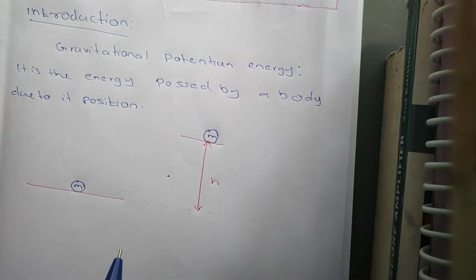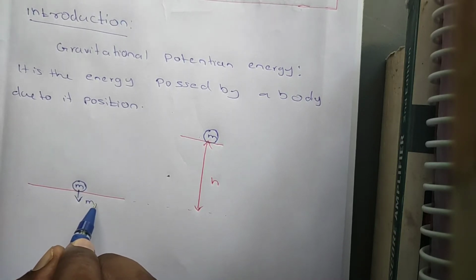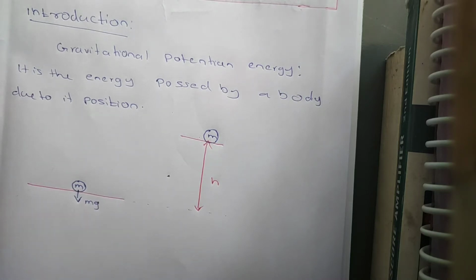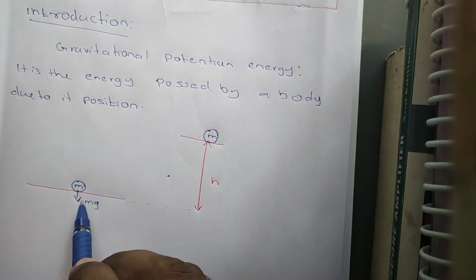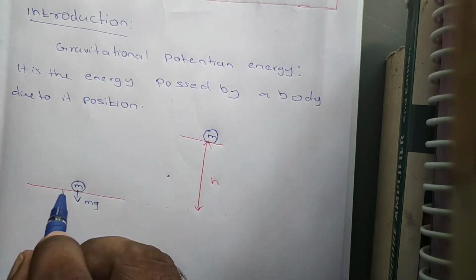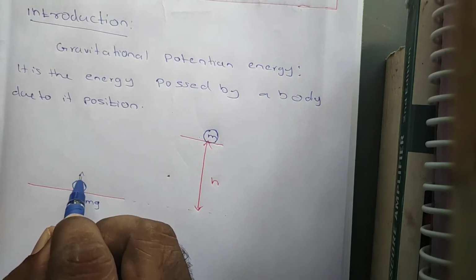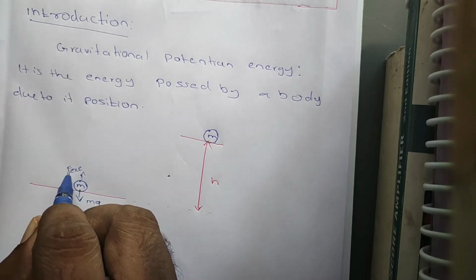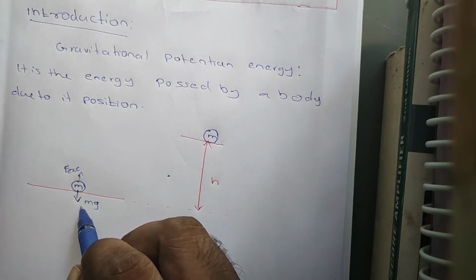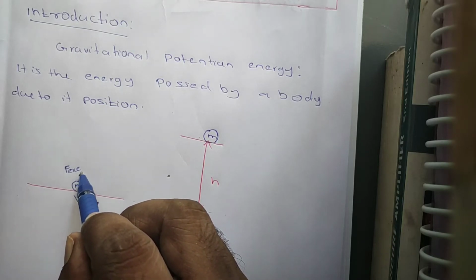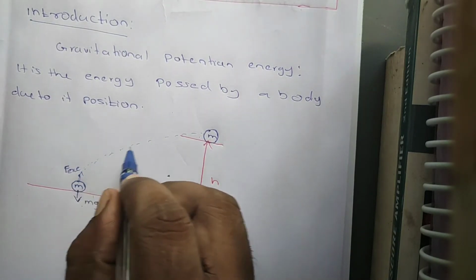How did this body get that energy? Because what is the force acting on this body? There is a downward gravitational attraction, mg, acting on it. So if I need to lift this object, I have to supply at minimum this much force in the opposite direction. So I am applying an external force in the opposite direction, and we shifted this body to here.